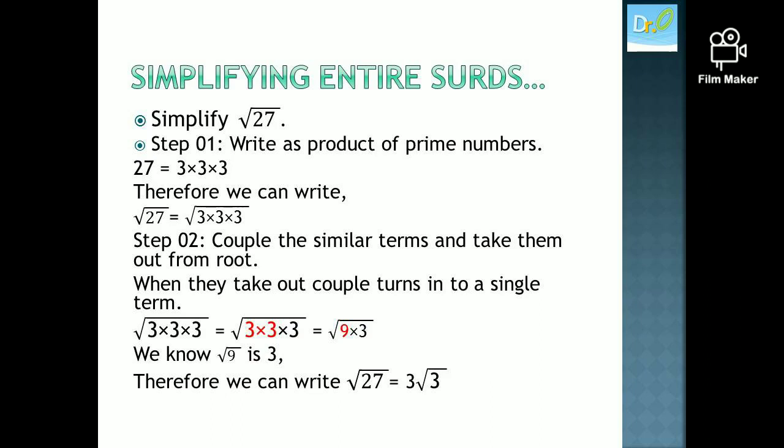Then you know that 3 into 3 is 9. We can take these couples out. That means you are taking square root of 9 out. What is the value of square root of 9? That is 3. Therefore, you can write root 27 equals 3, and the remaining term keep as it is inside the square root. That is 3. Then you will get the answer as 3 root 3.